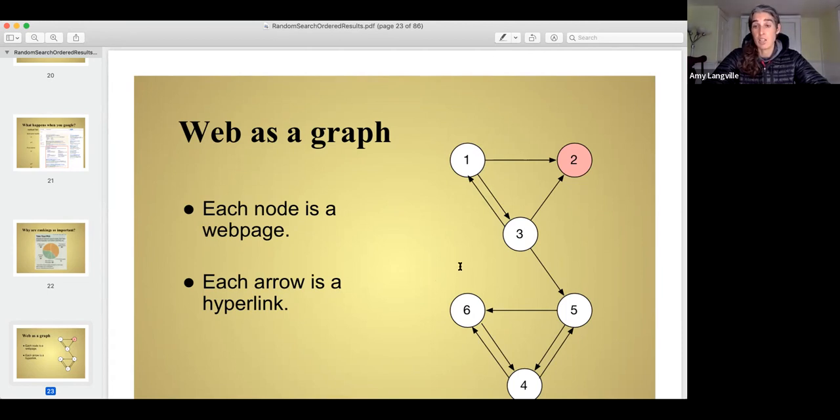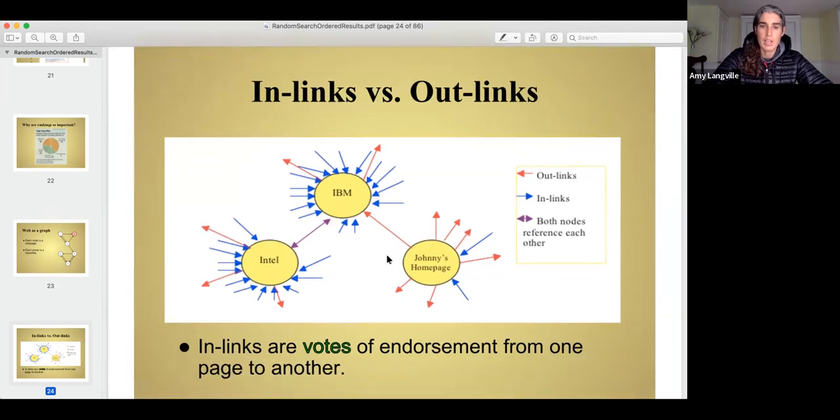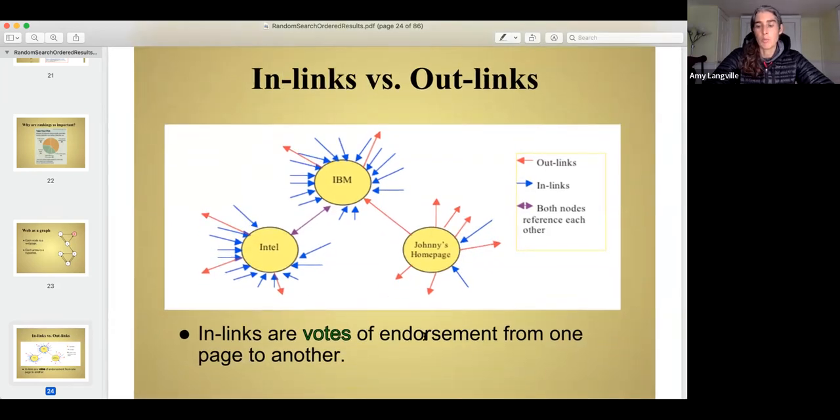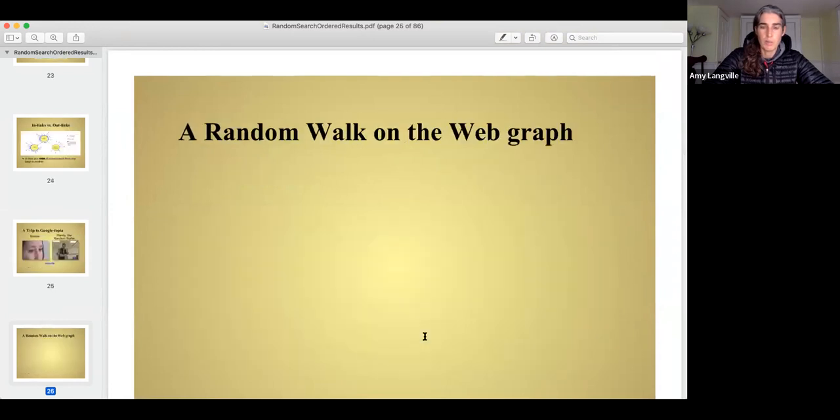They have this giant graph, and it's actually not stored as a graph, it's stored as an adjacency list, but we'll get into that. Web pages have both inlinks and outlinks. They quickly found that the inlinks seemed more important than the outlinks. When I make my homepage, I can outlink to anybody, but it's harder for me to solicit people to inlink into mine. So they decided that inlinks were votes of endorsement from one page to another.